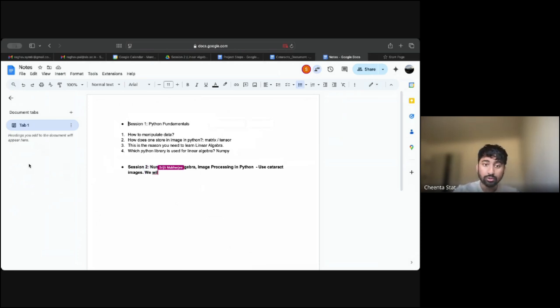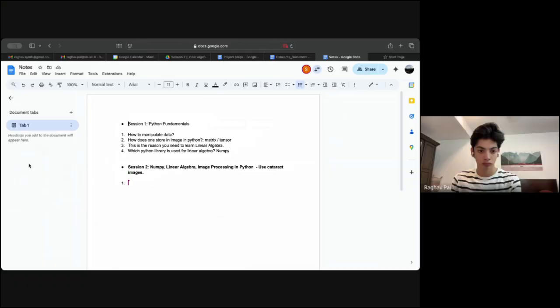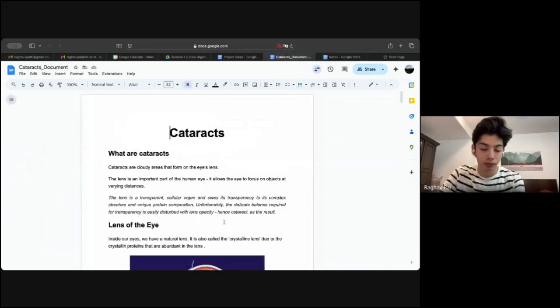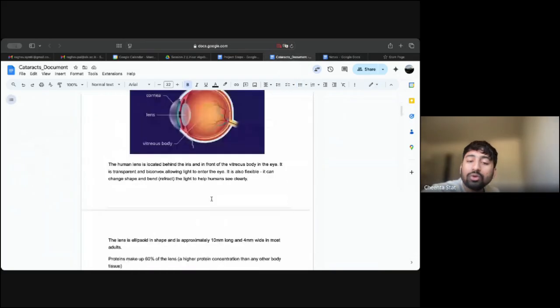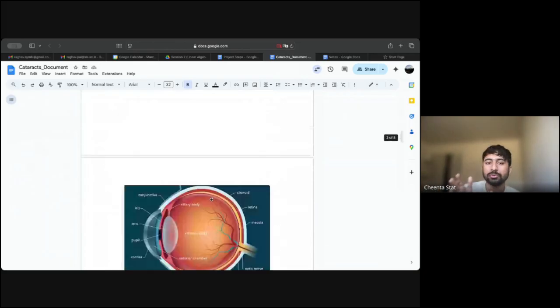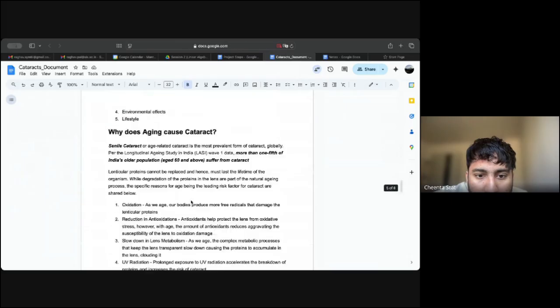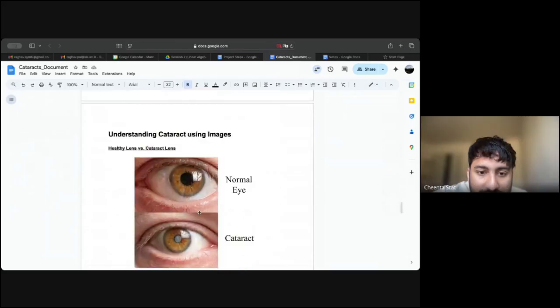Okay, so let's talk about the goals of the project now. Why are we doing this? You have already done this. Now, can you go to the cataract page, the cataract document? Go down to the image where you are showing the difference between normal patients and cataract patients. Yes, stay there.